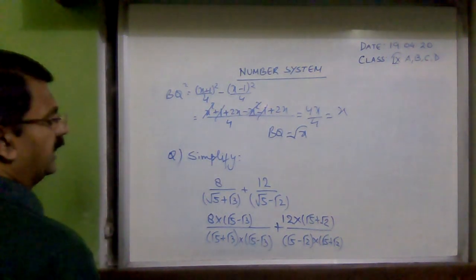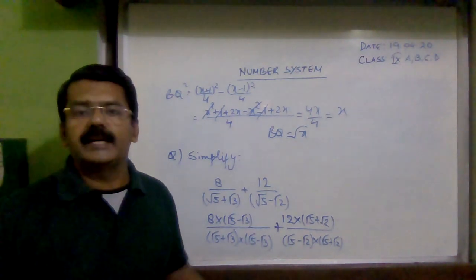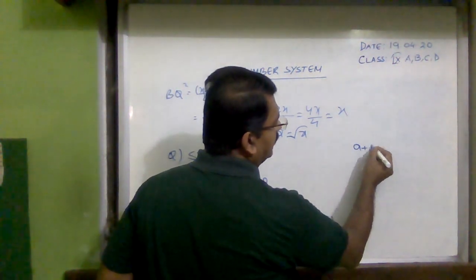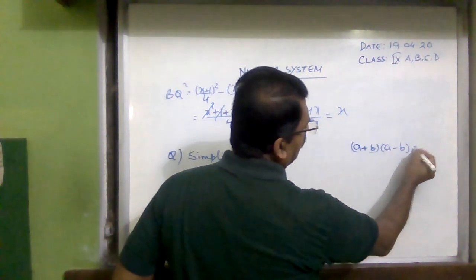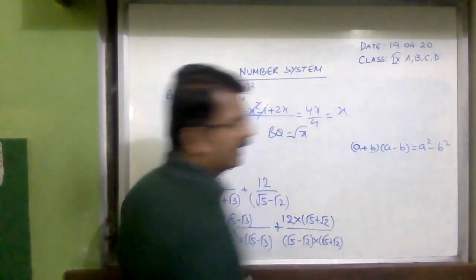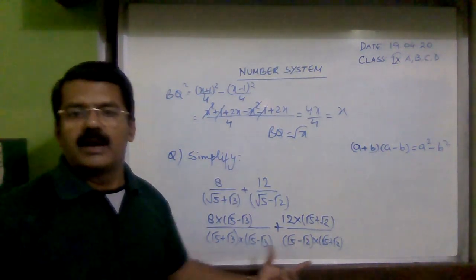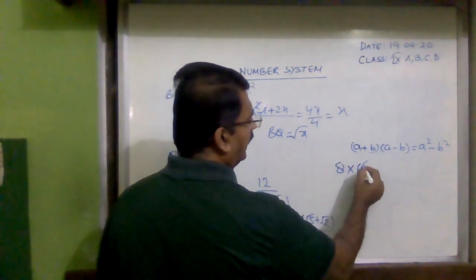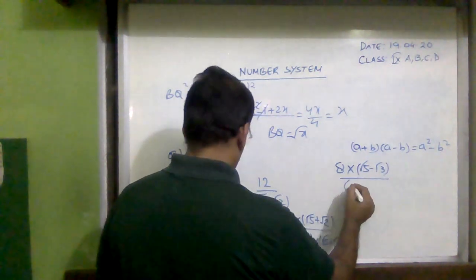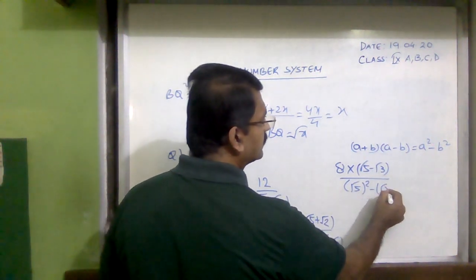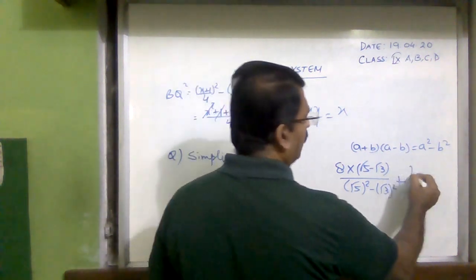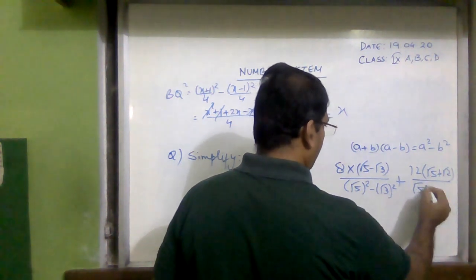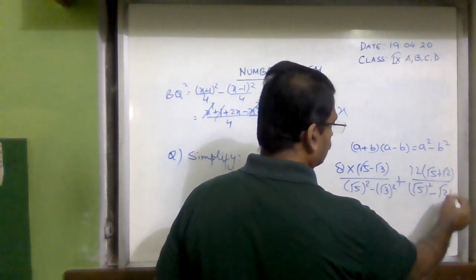Now we are going to apply an identity that you have already studied in class 8, and the identity is a plus b into a minus b is equal to a square minus b square. So in both the denominators we will apply this identity. So it will be 8 into root 5 minus root 3 upon root 5 square minus root 3 square, plus there it will be 12 into root 5 plus root 2 upon root 5 square minus root 2 square.